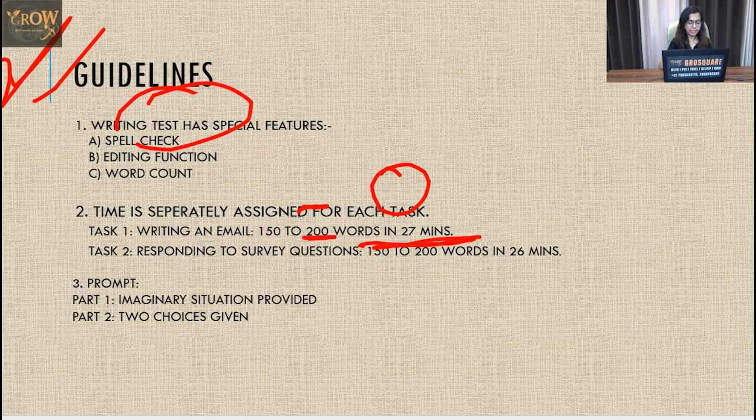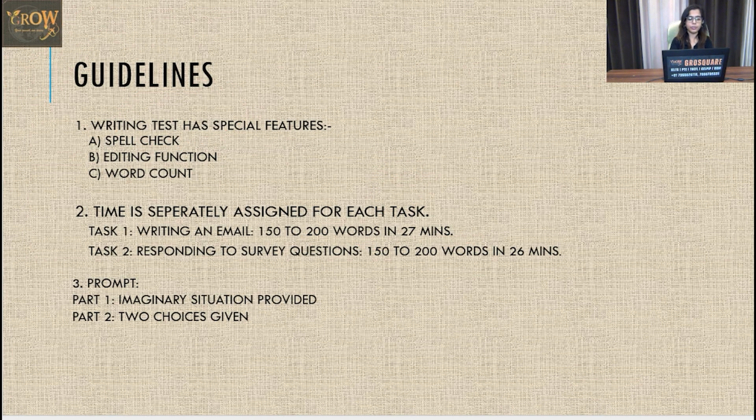So see, what are the guidelines for the writing section? The writing test has special features in CELPIP. Why is it going to be a bit convenient and easy for you? Because there is a function of spell check. So if you're a person who has very bad spellings, or is facing a lot of problems in writing spellings, right? You can go for CELPIP because there is an option of spell check. Second is the editing function. That is obvious, you can edit the things that you have already written, and you can correct them by proofreading at the end. And next, the word count would be shown to you. That is also common, but the main important feature over here is spell check, right?